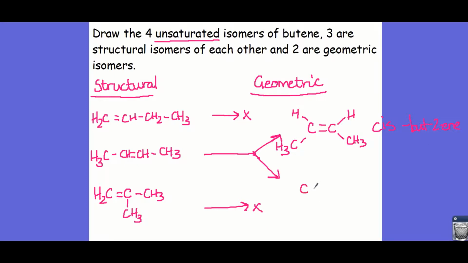Another possible way of drawing that, if we still centre it around there, is to have one side the same and another like this, where we have our substituents on the opposite side. So this would be our trans but-2-ene. So although we have drawn 5 structures, there are 4 isomers. We have 1 here, 2 here, and this one can either be cis or trans.